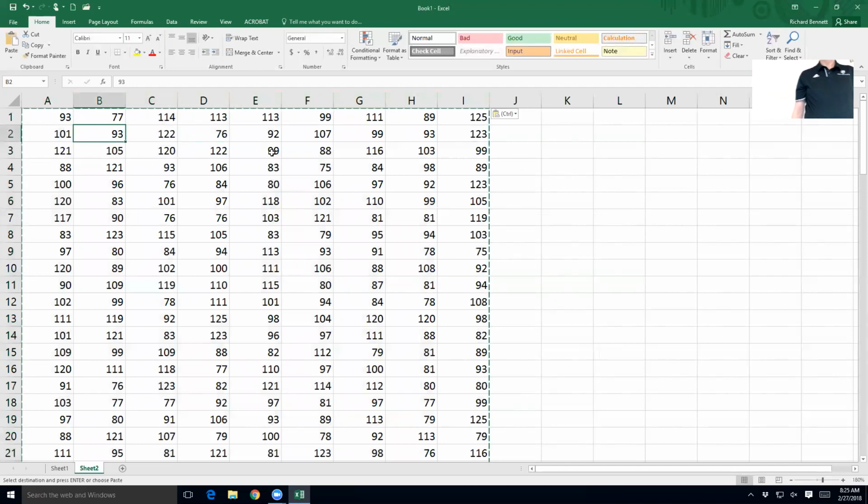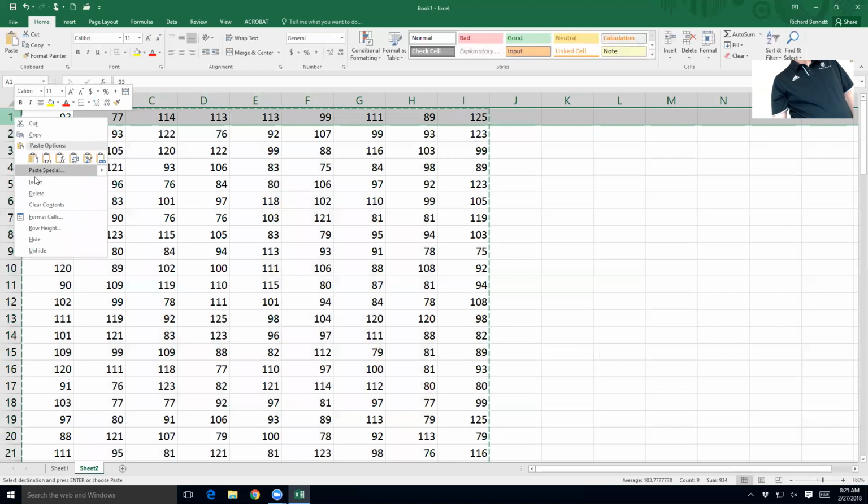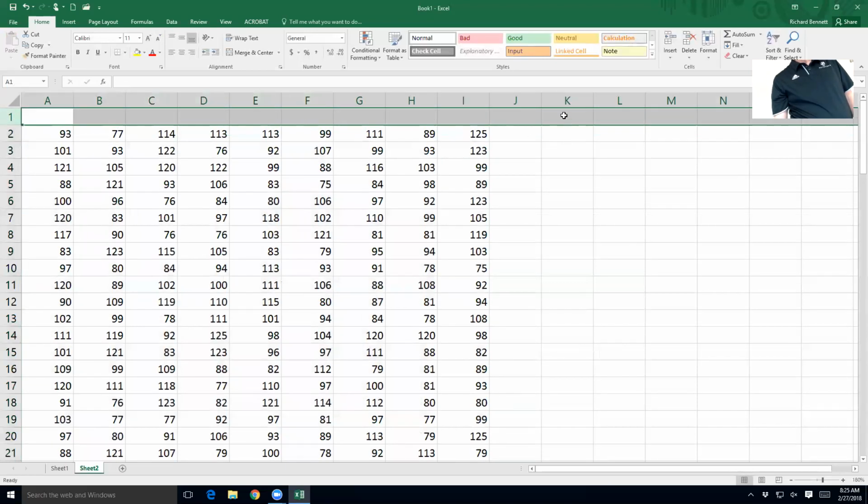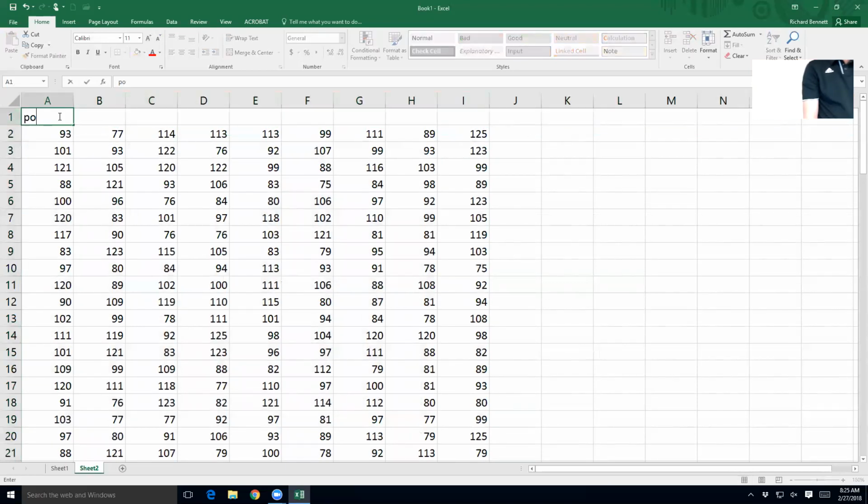Okay? All right, so let's pretend, I'm going to insert a row here. We're going to pretend this is a population of 900 students. Okay? Now, how would you find the population mean?